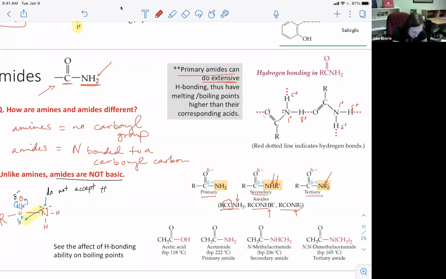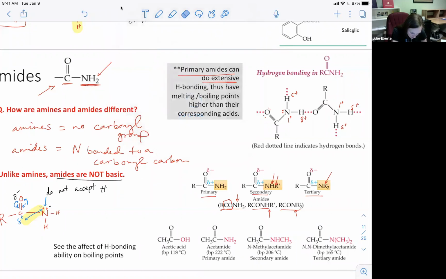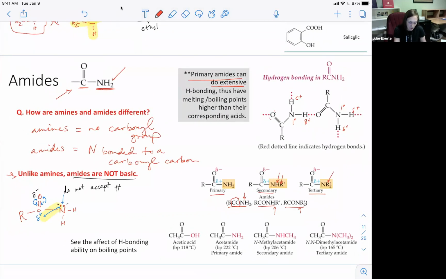Oh, no, I'm sorry. That's a mistake. We just said these lone pairs don't interact with hydrogens, okay? So just consider the figure when you're thinking about how they can hydrogen bond. All right, therefore, because of all this hydrogen bonding, their melting and boiling points are higher than their corresponding acids, meaning corresponding carboxylic acids.